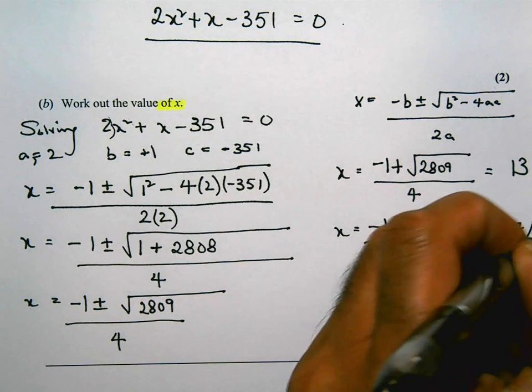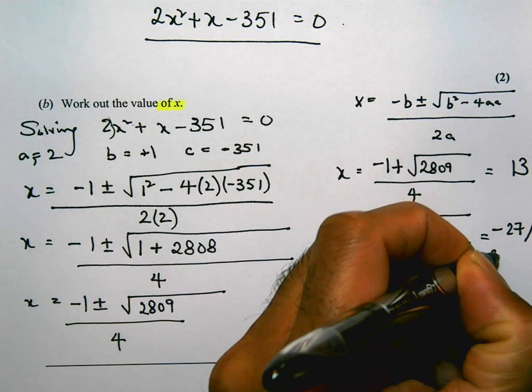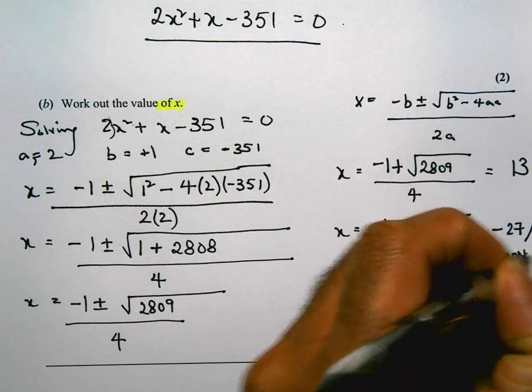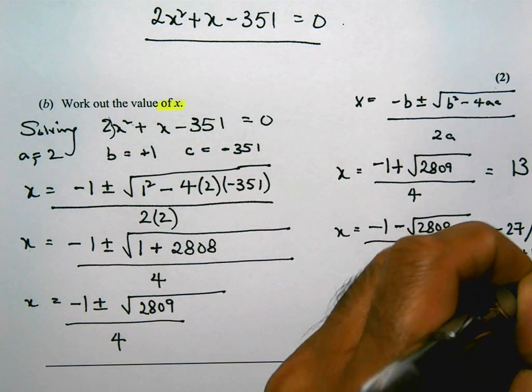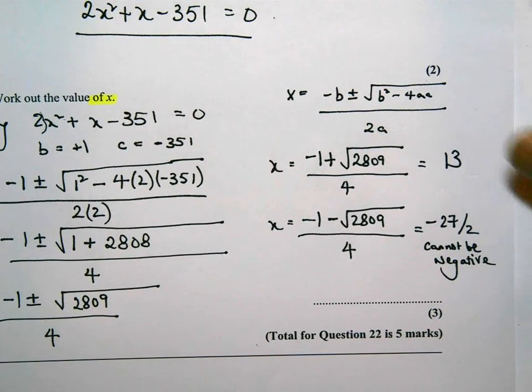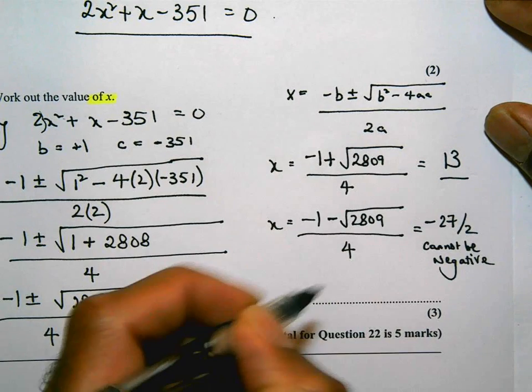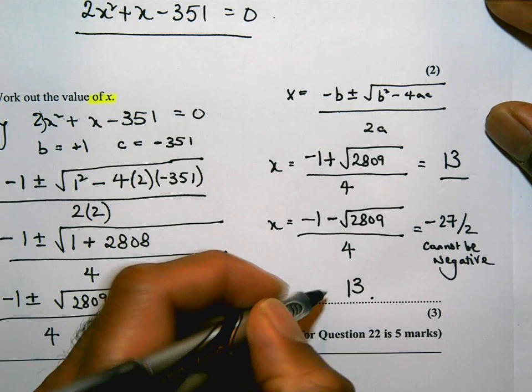However, one of the things that we need to recognize is that x gives me a distance, and x can't be negative. So I'm going to put here, cannot be negative. And so the answer is going to be 13, and that's what I'm putting in the answer space. x is equal to 13.